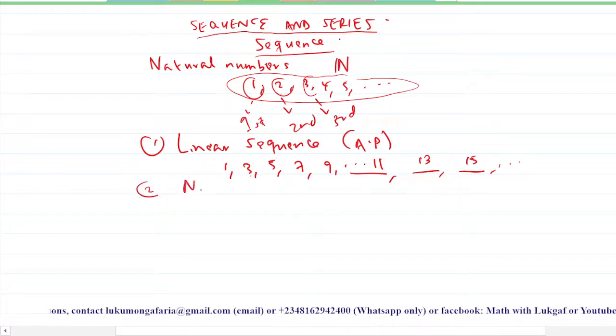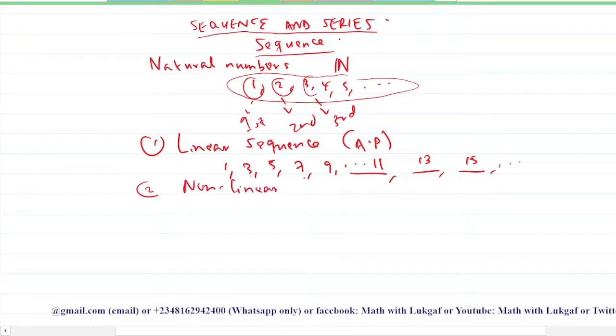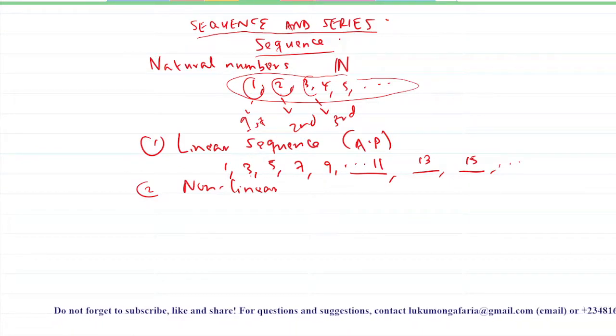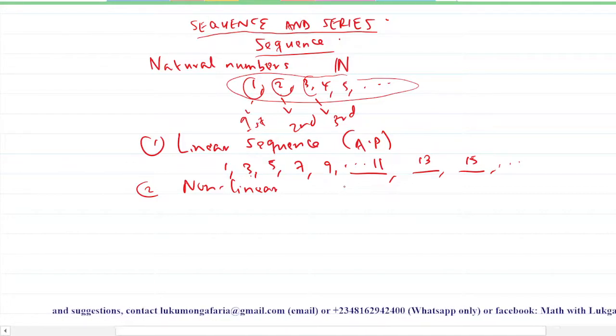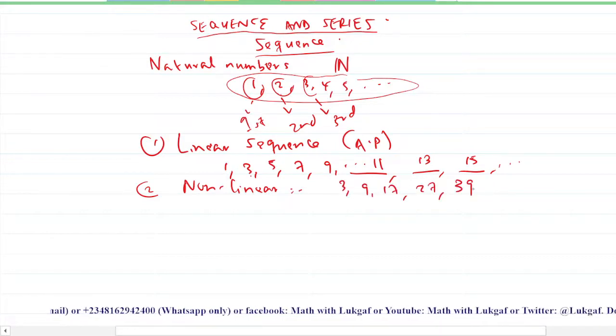Another example is a nonlinear sequence. A nonlinear sequence is a type of sequence that is not linear. The consecutive terms cannot increase or decrease by a constant number. Let me give you an example. When you have something like this: 3, 9, 17, 27, 39. This is also a sequence because it follows a certain pattern. You will see that the difference between the first two terms is 6, and the difference between the next two is 8.